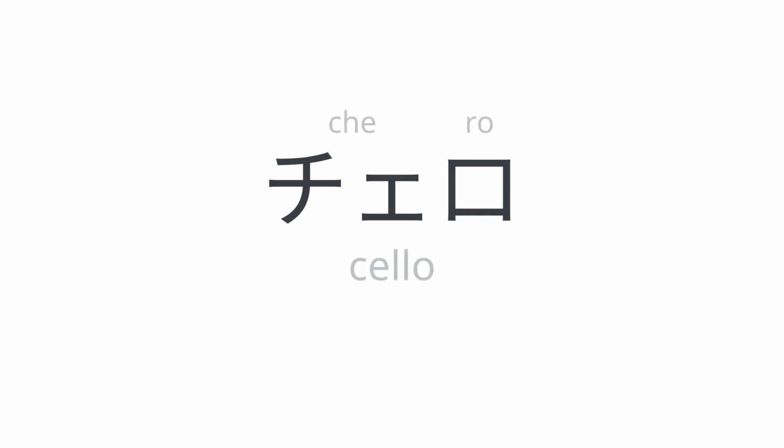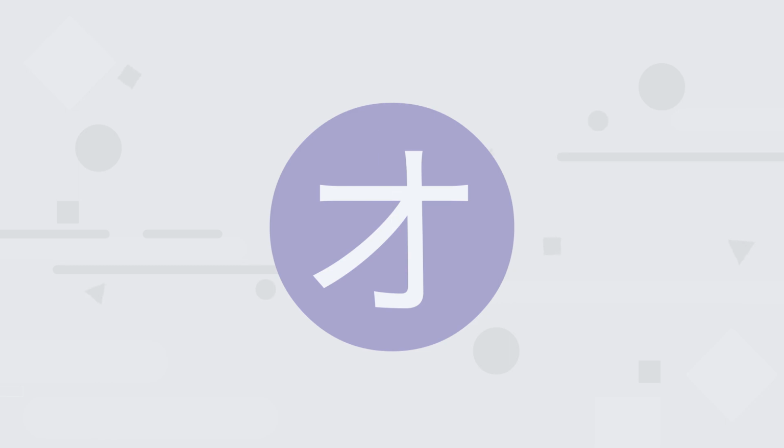You may also see a small e after u to represent the English W sound. What is this character?